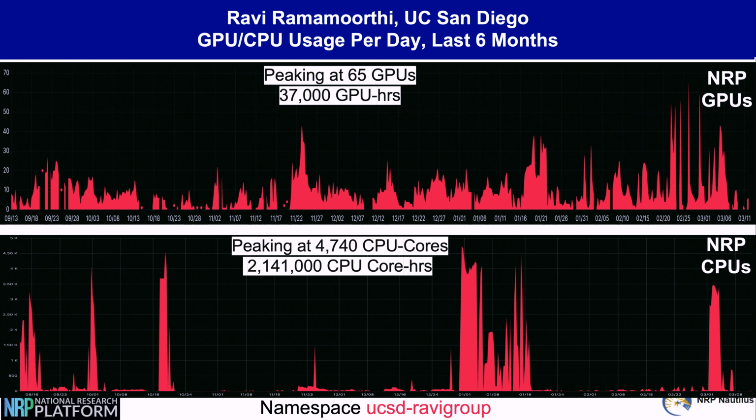We also spend a lot of time on generating synthetic, in some cases large-scale synthetic data sets using computer graphics rendering that doesn't always run on the GPU. And that is the primary reason for these spikes in CPU hours we see more than any other user of the NRP.